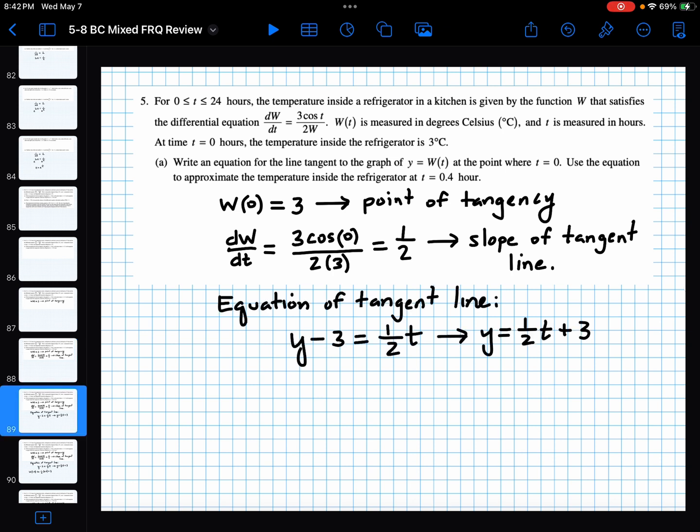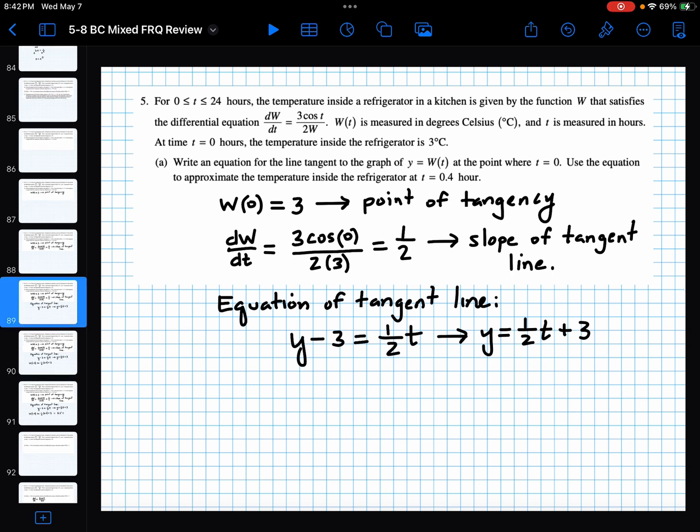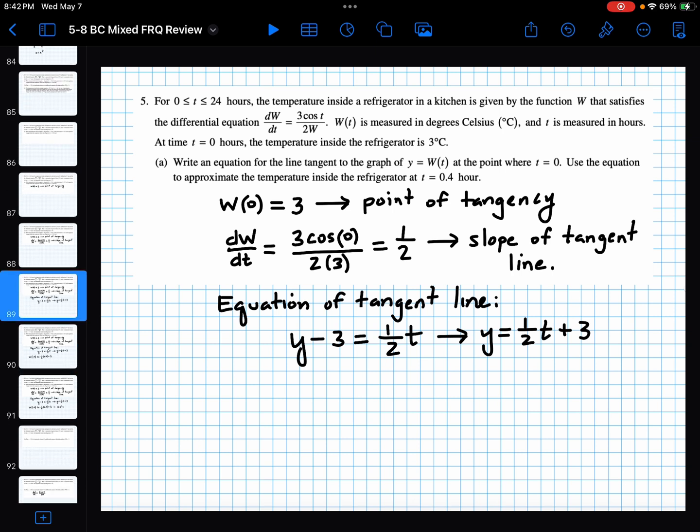So the equation is y minus the y value of 3 equals your slope, 1/2, times t minus 0, but you don't need to write minus 0. I move the 3 over to the other side to get a nice easy-looking slope-intercept form of my equation. It's not really necessary to do that, but I'm looking to approximate a y value, so why not get the y by itself? Now I can replace the t with the 0.4 that they gave us.